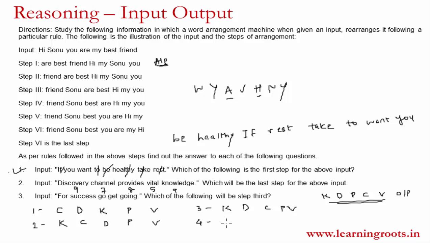Again we will require a fourth step. So again K and D will be fixed now. P has to come here, so P will come here, C will come here, V will come here. This will be the final step. So this will be the output.